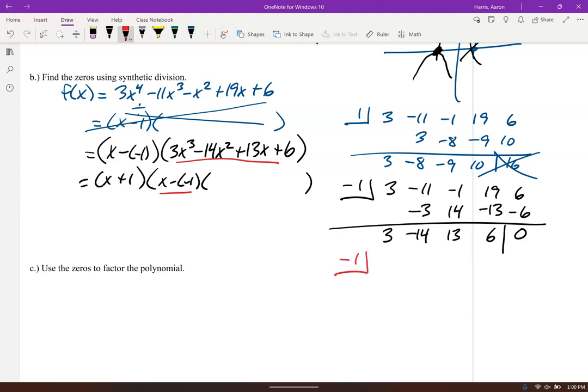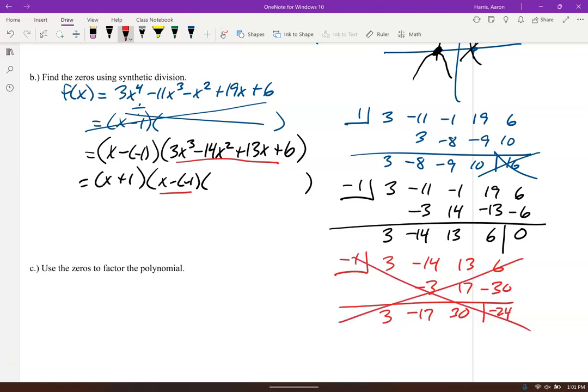So let me test negative 1 again. This time I got 3, negative 14, 13, and 6. I've got to make sure it's not a repeated zero. Let's see what we get here. Drop the 3 down. 3 times negative 1, negative 3, negative 17, 17, 30, negative 30. Okay, that's negative 24. It's not a repeated zero. So I can move on from negative 1, right? So what we have is the x plus 1. Now I've got to test something else. Let's move to 2, our next one.